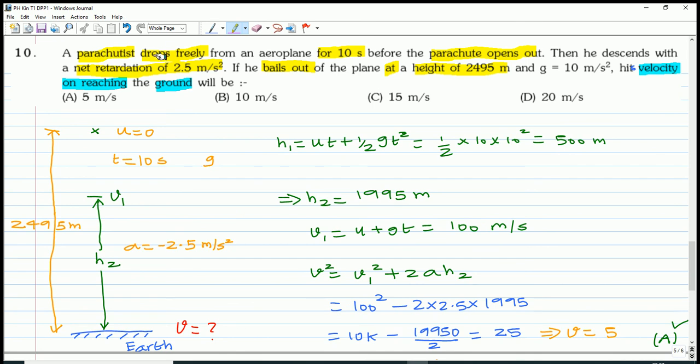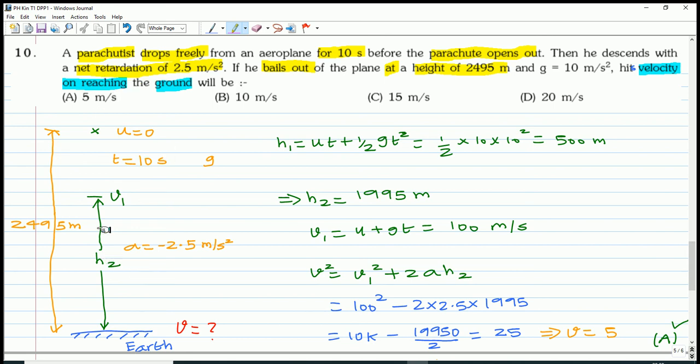A parachutist drops freely from an airplane for 10 seconds before the parachute opens out. Then he descends with a net retardation of 2.5 meter per second square. If he takes out of the plane at a height of 2495 meter and g is 10, his velocity on reaching the ground will be.